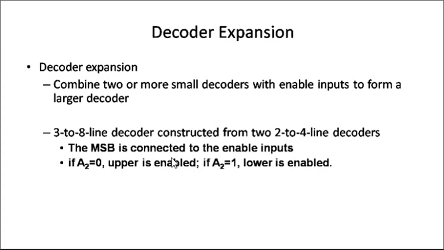See, the MSB bit is connected to the enable input, and if A2 is equal to 0, upper enable; then A2 is equal to 1, it is lower enable. We'll see in the diagram, the picture will be clear.